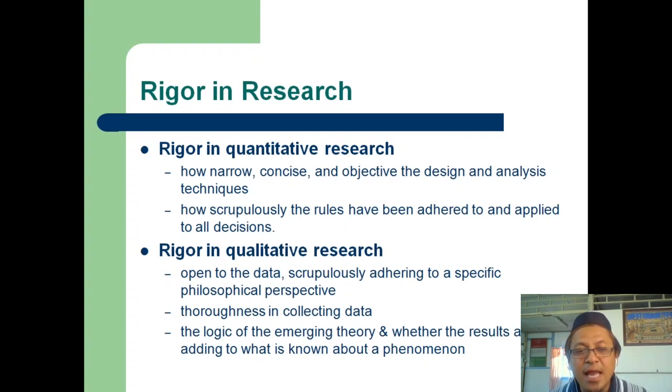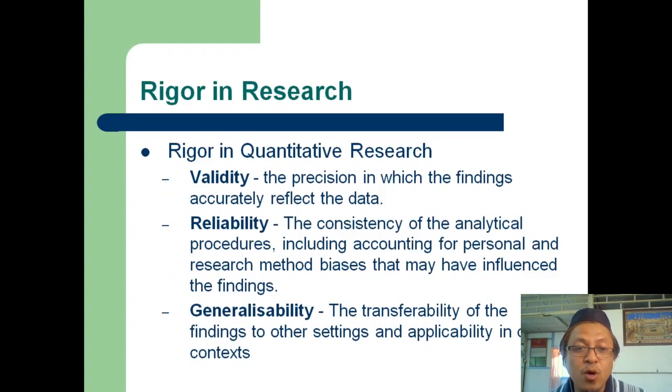Okay, there are certain elements which can be used as the yardstick or indicators for measuring rigor, both in quantitative and also qualitative. Now, for quantitative, we have these four elements. The first one is called validity, number two, reliability, the third one is generalizability, and the fourth one is called objectivity. Sorry, I had skipped that fourth point, but I have it in another slide.